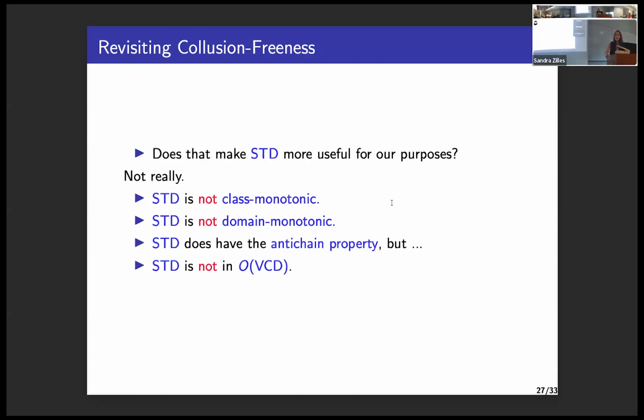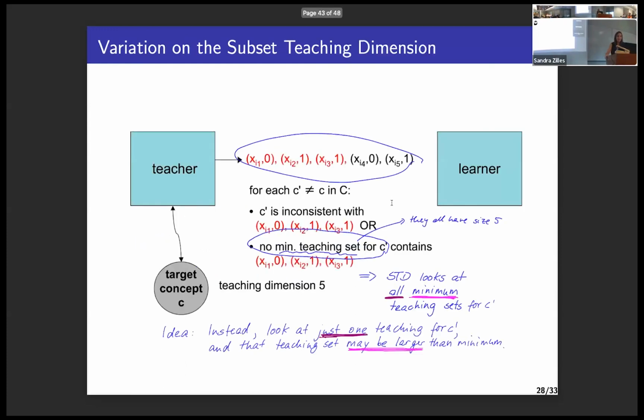So why all this pain? Because actually you just have to wiggle that definition of the STD a teeny tiny tad. So this is then what we came up with. How can we make it fit? So the STD looks at all the minimum teaching sets for a concept, right? All the minimal ones, smallest size ones. Instead, how about we look at only one teaching set, and maybe not even necessarily a minimum one, and start off with that and iterate the same definition of subset teaching, starting there, okay?